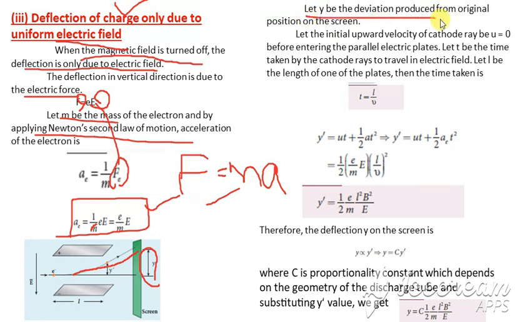Next is, here y is a deflection and we are considering the initial velocity u to be equal to 0.